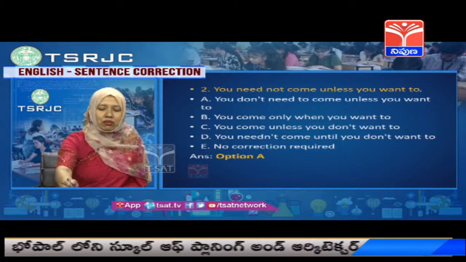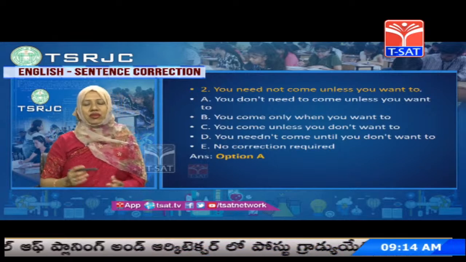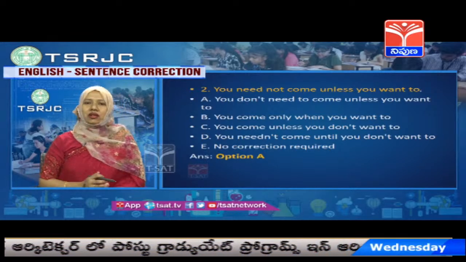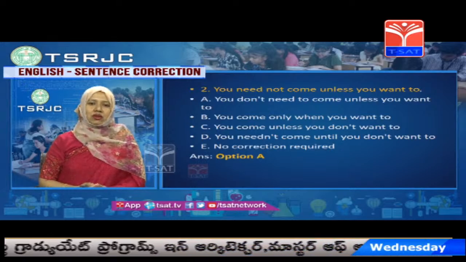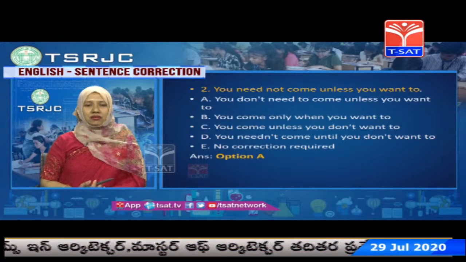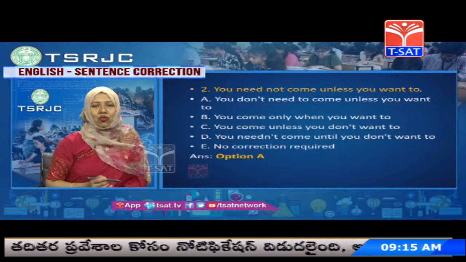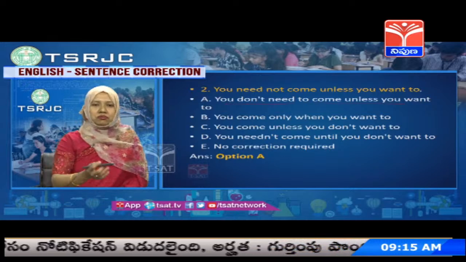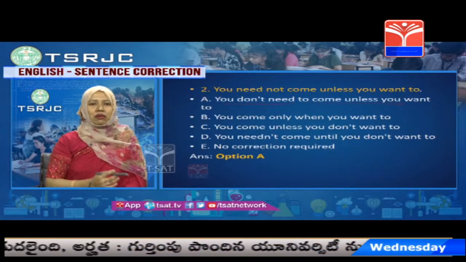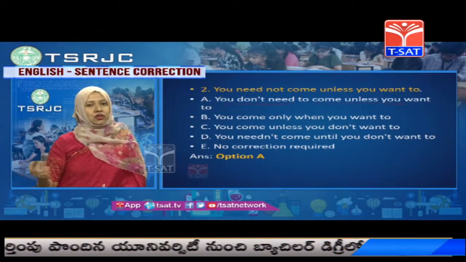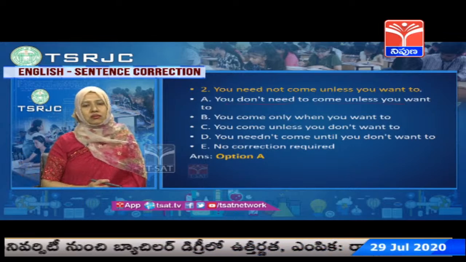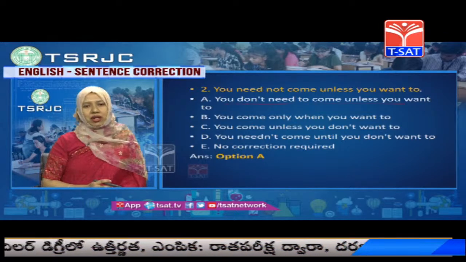You need not come unless you want to. That means, if there is no work, there is no need of coming. So, which sentence tells us that? The first sentence, you don't need to come unless you want to. If you want to come, if there is a need, you can come. But if there is no need, do not come. So, that is the meaning.